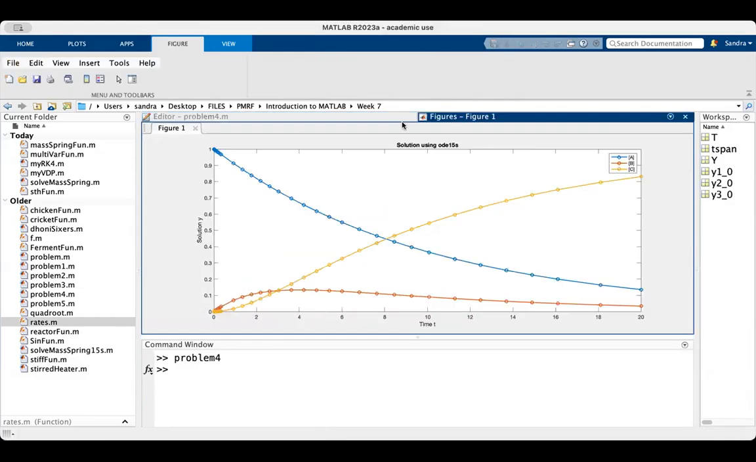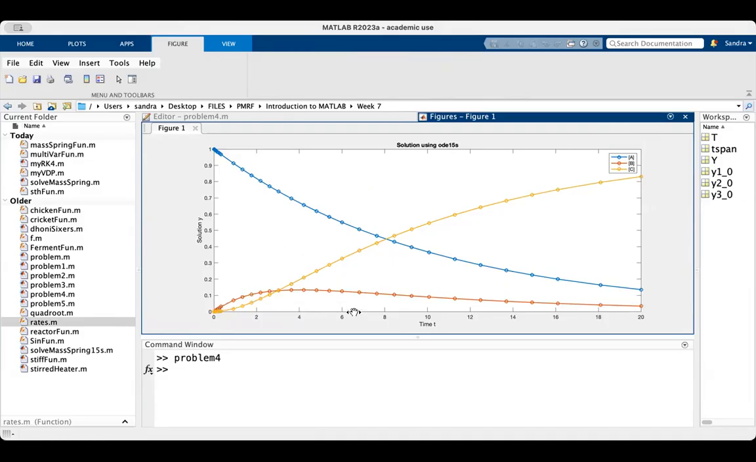This is the kind of behavior you will be getting. So this is a reaction in series. This behavior you would have seen in your chemistry problems also. Initially your A value is 1, and it keeps on decreasing because some of your A is getting converted into B and C.